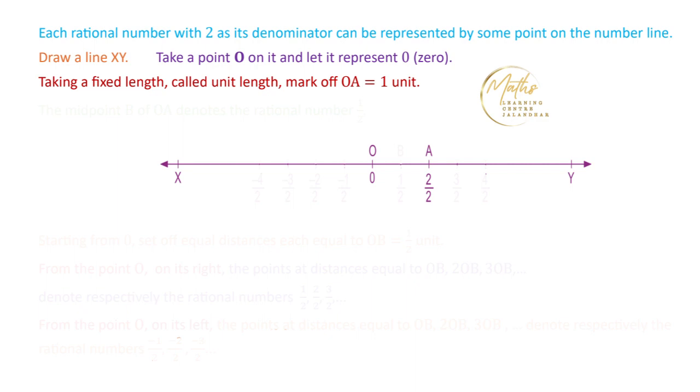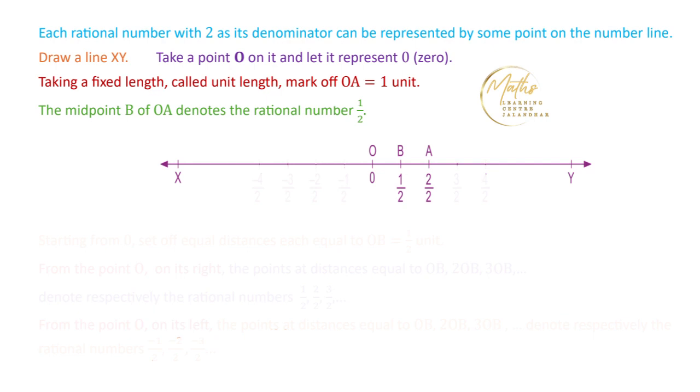Now we mark the midpoint B of OA. This length OA is the unit length, and we mark a point B that is the midpoint of OA. Then this point B represents the rational number 1 by 2. Now we have obtained a fixed length, the length from O to B, and this length is the half unit length.